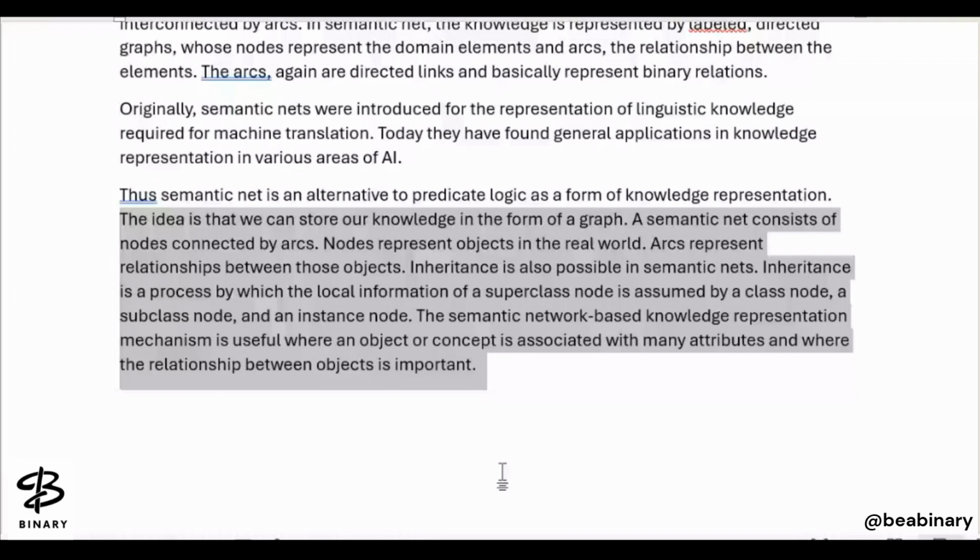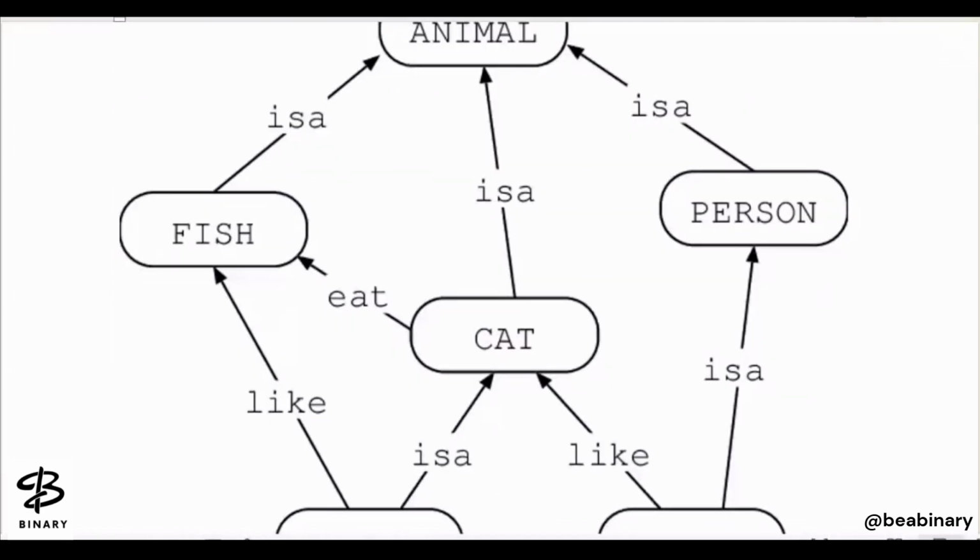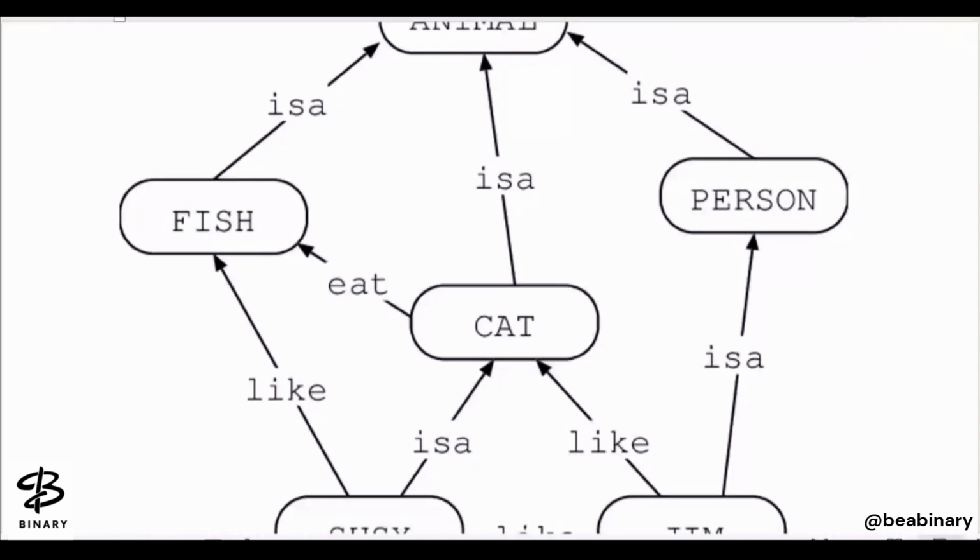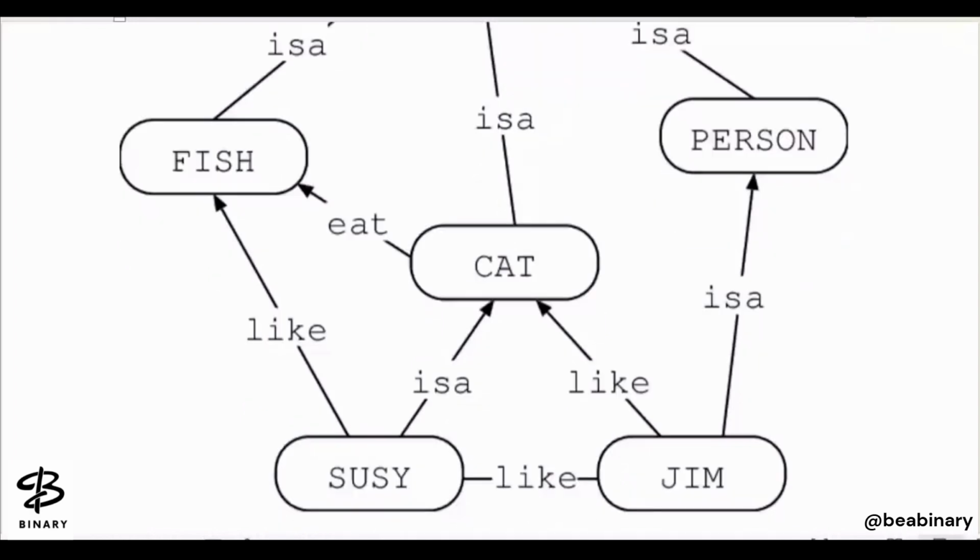So here we are talking about the semantic network, and here you can see an example. A person is an animal, a fish is an animal, and a cat is an animal. And here again we are saying that the cat is eating a fish, or sushi is like the fish, right? And Zim, another, is a person.